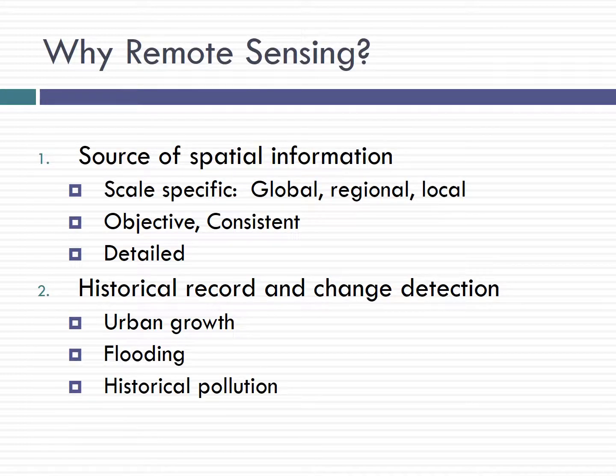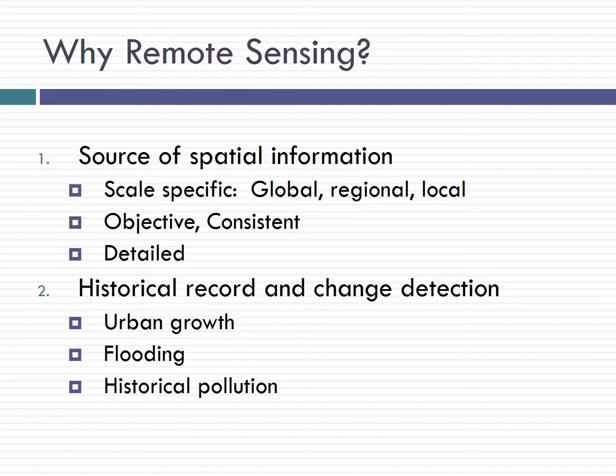So we're going to look at this a couple of different ways. The first thing we're going to talk about is why remote sensing. Well, the source of spatial information is important. It can be scale specific. You can have global, regional, or even local information. The other thing about it is it's objective, and it's consistent, and it's detailed. And these are traits that help us make decisions free of bias.